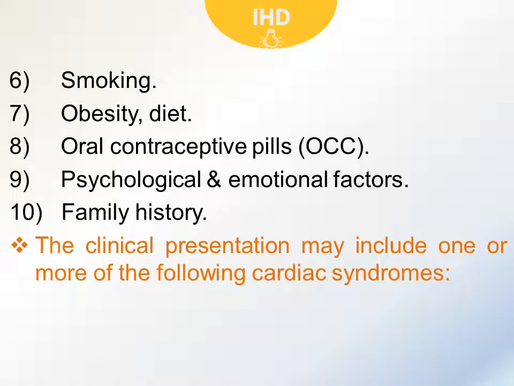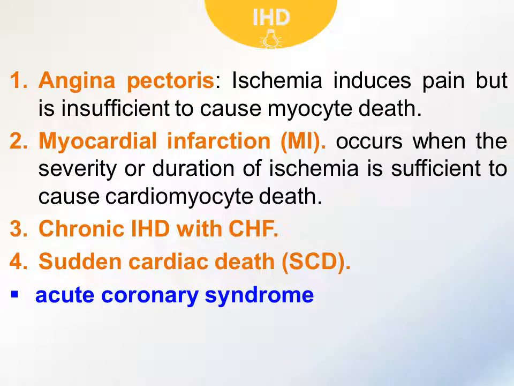The clinical presentation may include one or more of the following cardiac syndromes. First, we have angina pectoris. Ischemia induces pain but is insufficient to cause myocyte death. Angina can be stable, occurring predictably at certain levels of exertion; it can be caused by vessel spasm, which is called Prinzmetal angina; or it can be unstable, occurring with progressively less exertion or even at rest.